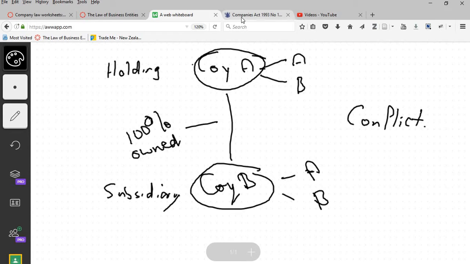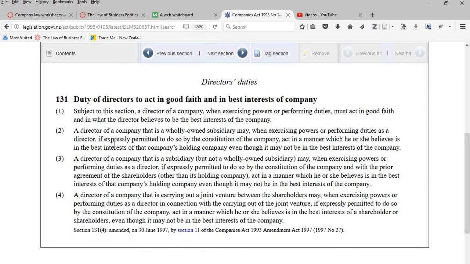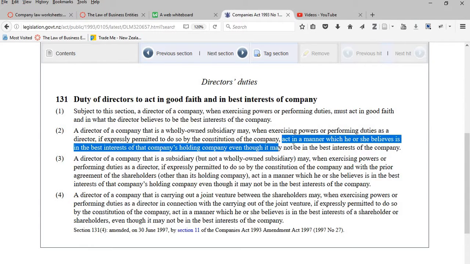And this is covered in the Companies Act under this duty, where it says a director of a company that is a wholly owned subsidiary may act in a manner which he or she believes is to the best interest of the holding company, even though it is not in the best interest of the company.